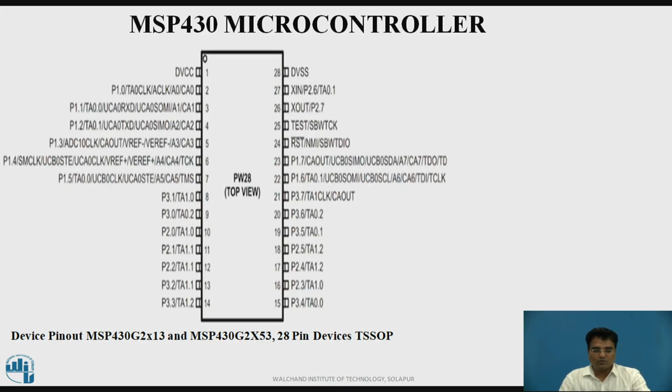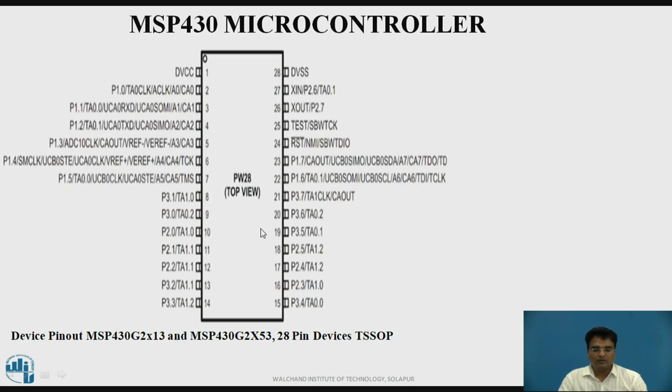If we choose not to have a crystal, then these two pins, pin number 27 and pin number 26, could act as port pins, as we see here, port P2.6 and P2.7. It has three ports: port 1, port 2, port 3, and a lot of the functionality available in this microcontroller is distributed across the pins of these three ports.